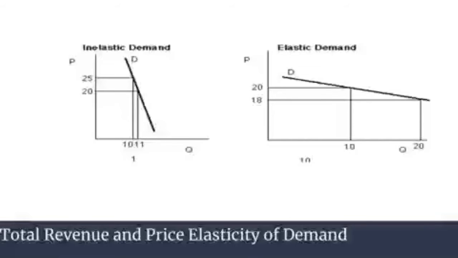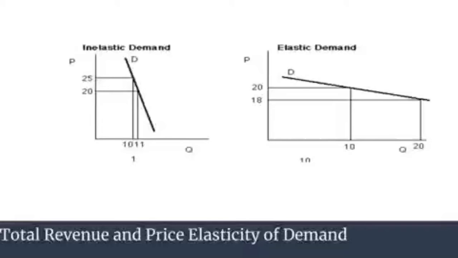This part is about total revenue and price elasticity of demand. Assume we sell two different products, product 1 and product 2. Product 1 has inelastic demand because the graph is steeper, and product 2 has elastic demand because the graph is flatter. Also, we can use the midpoint formula to test which one is inelastic or elastic.